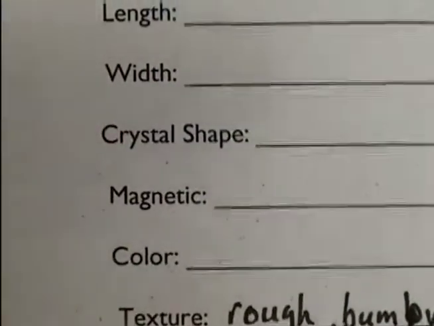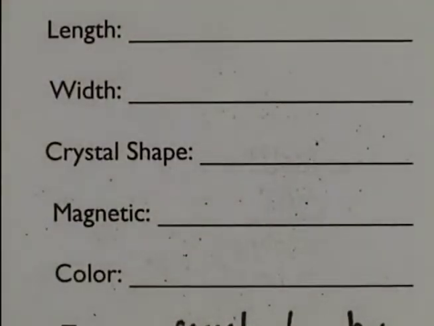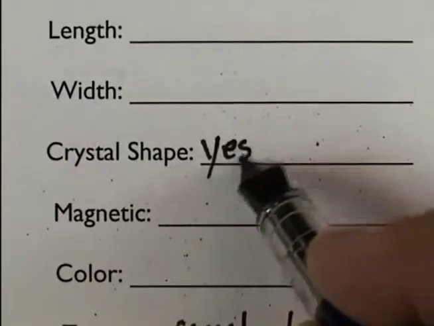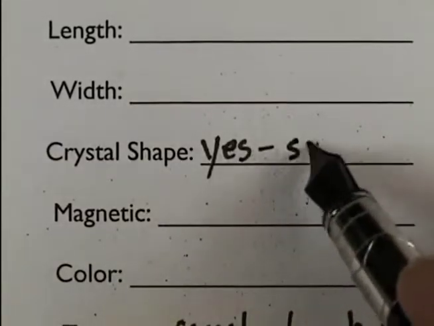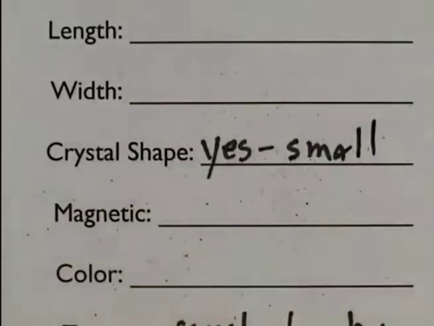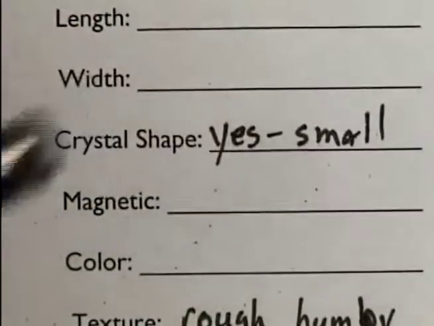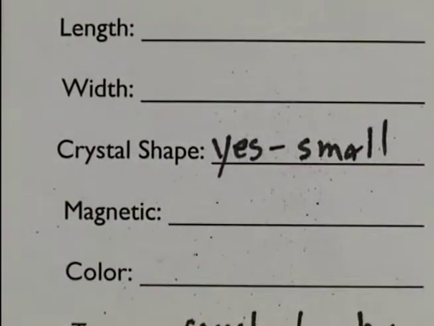So I'm going to look at mine, and it has some crystal shape. I'm going to say yes. And I don't know what the shape is. They're just small. But I could use my hand lens to even look at them and see if I can see something even better. Okay, go ahead and examine, make observations about your rock sample. See if it has crystal shape. Go ahead.